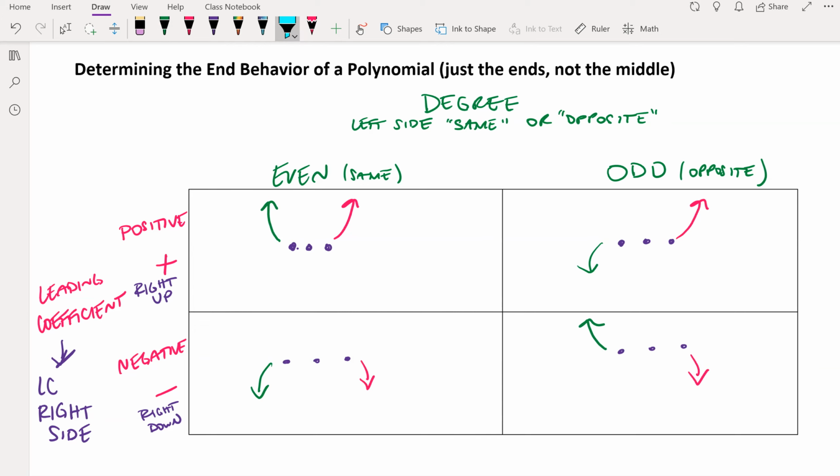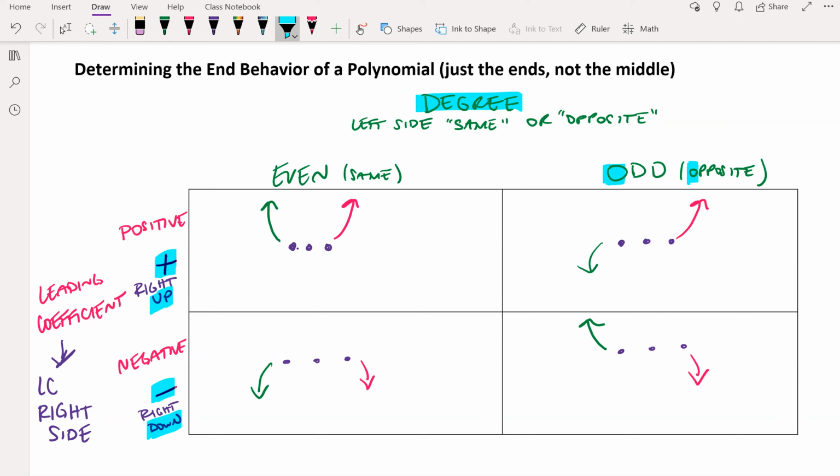All right, this is how I remember this. Odd starts with an O, opposite starts with an O. So if the degree is odd, that means opposite direction. And then I just remember positive, leading coefficient being positive means up, because it makes sense that positive goes up and negative goes down. But you need to remember that the right side is with the leading coefficient, and the left side, you need to look at the degree.